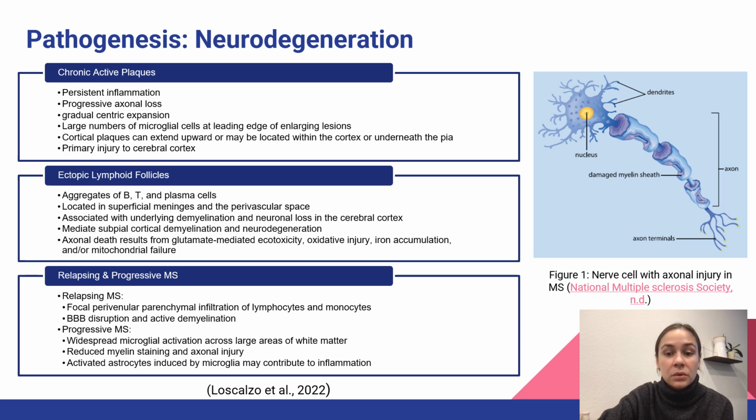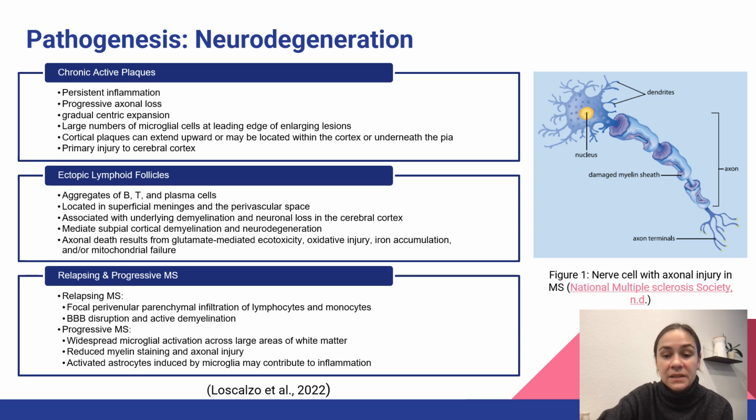Ectopic lymphoid follicles are aggregates of B, T, and plasma cells, and they are located in the superficial meninges overlying the sulci. There are also clusters in the perivascular space. These follicles are associated with underlying demyelination and neuronal loss in the cerebral cortex. They mediate subpial cortical demyelination and neurodegeneration. Axonal death results from glutamate-mediated excitotoxicity, oxidative injury, iron accumulation, and/or mitochondrial failure.